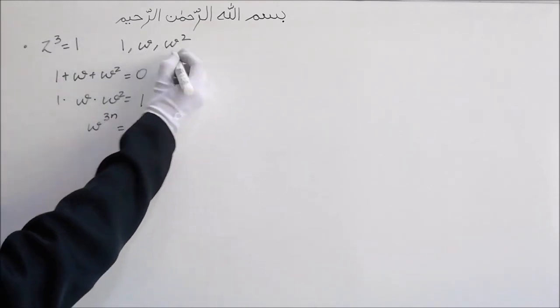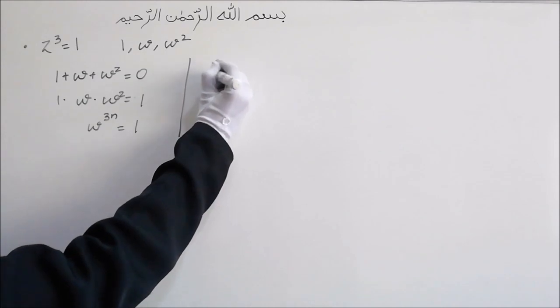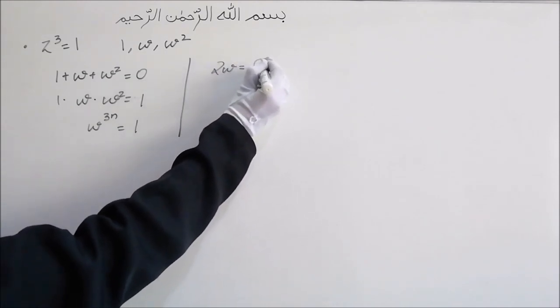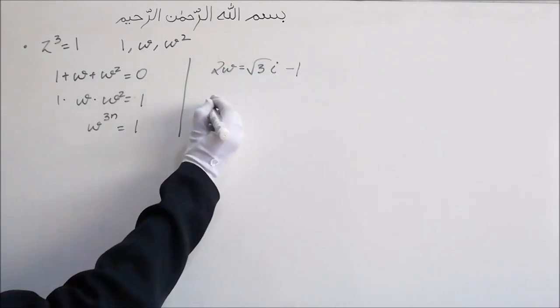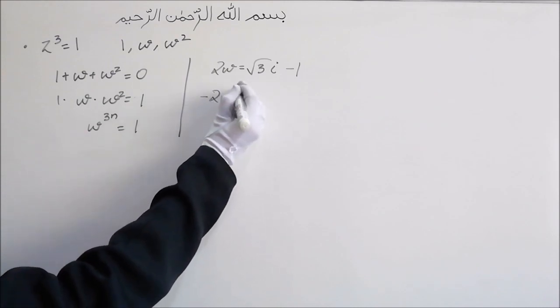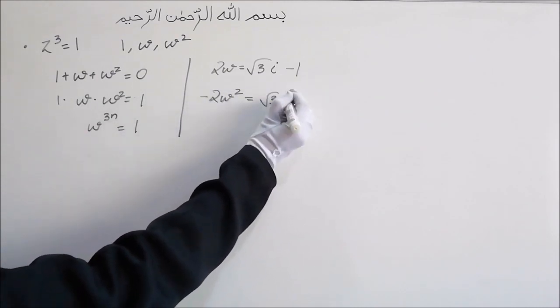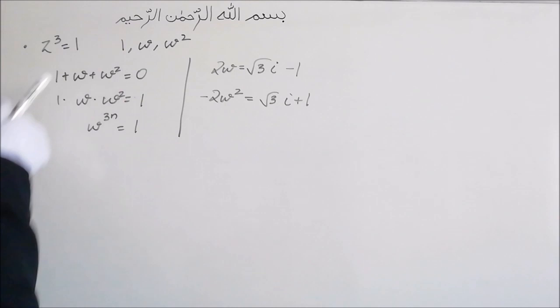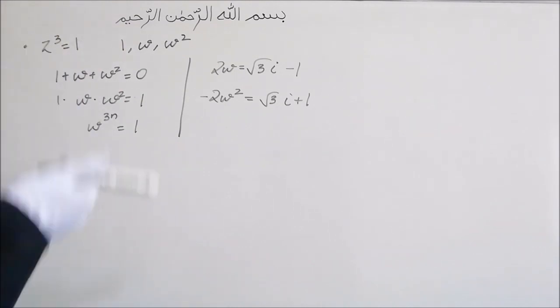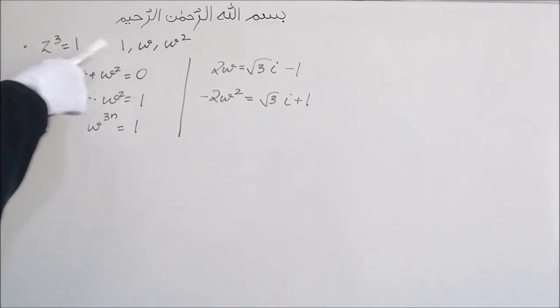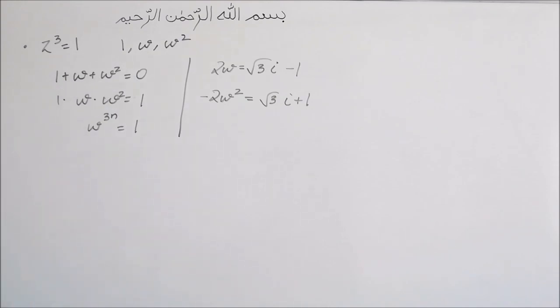Now what are the values of omega and omega squared? 2 omega is equal to root 3 i minus 1, and minus 2 omega squared is equal to root 3 i plus 1. You can take the equation and find the values on your own. Find the values of 1, omega and omega squared on your own.